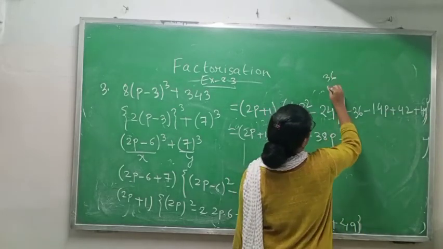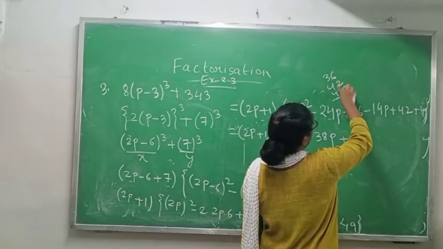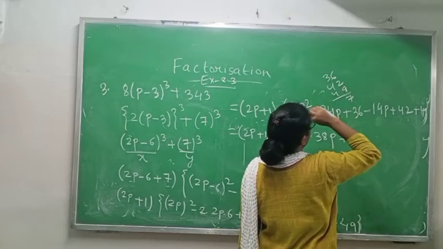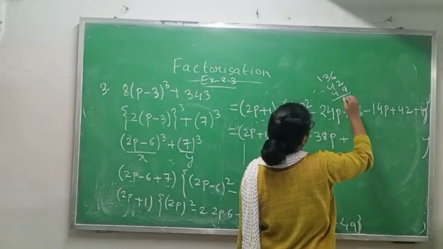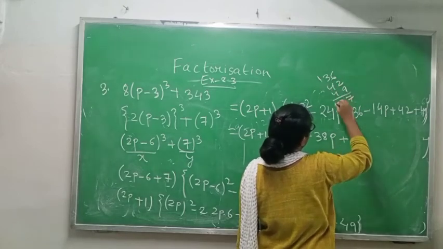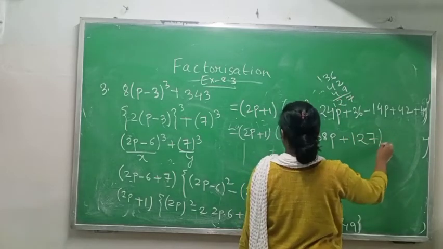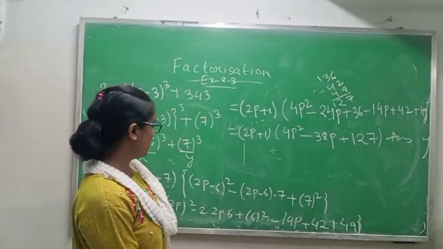And how much will you get? 36, 42, 49. Okay. Now 6 plus 2, 8. 8 plus 9, 17. 17, 7, carry 1. 4, 4, 12. 12 and 4. 4, 4, 8. 8 and 4, 12. So you are getting 127. This one is your answer. Okay. So please complete this one.